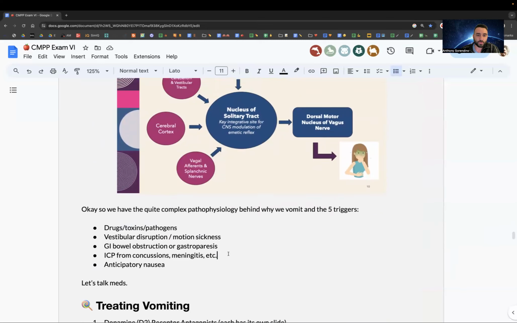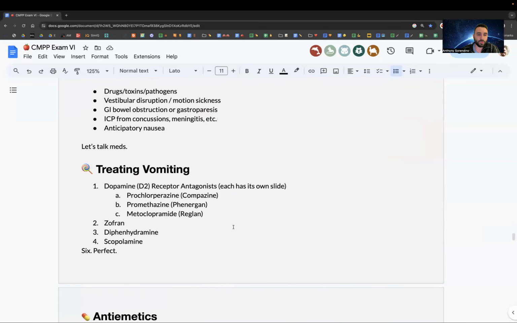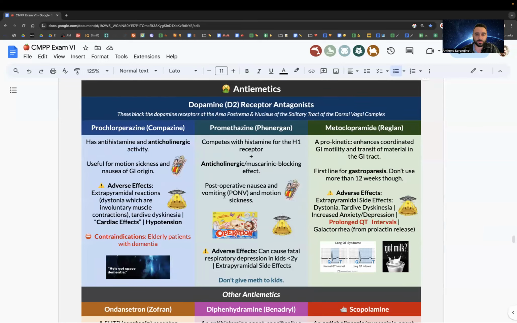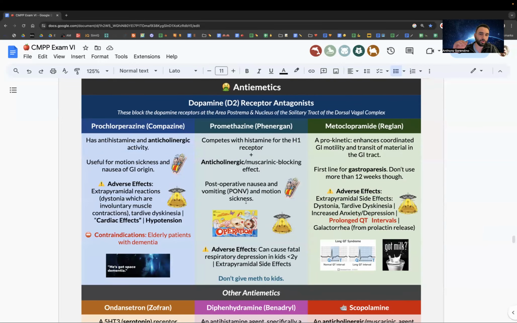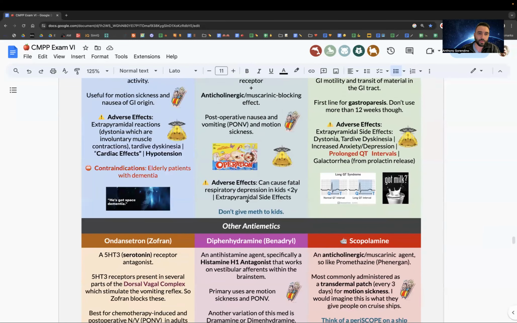All right, so let's talk about some meds. So these are the antiemetics. So the top row here, these are all your dopamine D2 receptor antagonists. Okay. So on the upper left, so this is a matrix of 6.